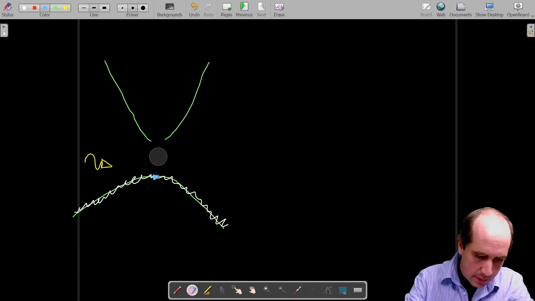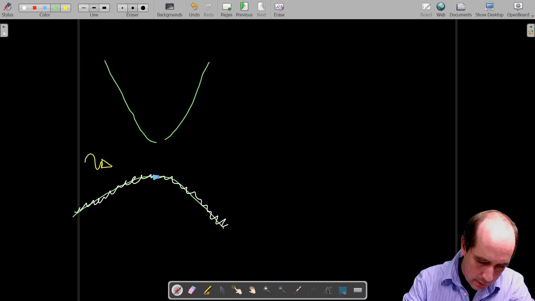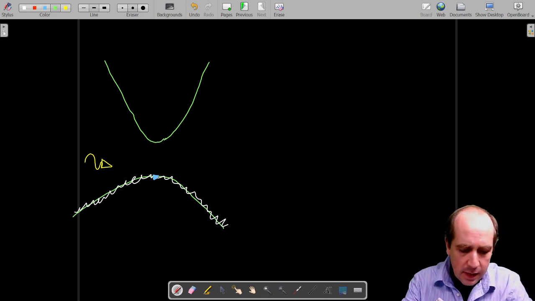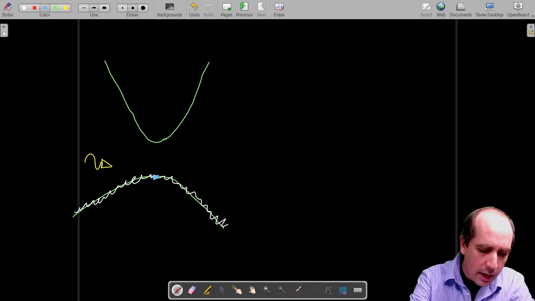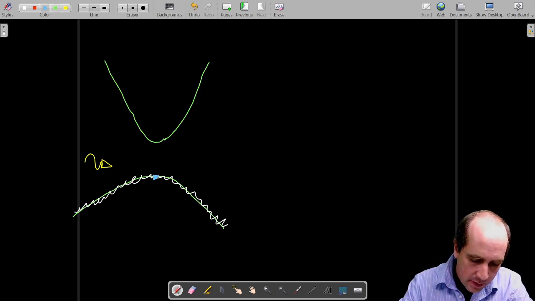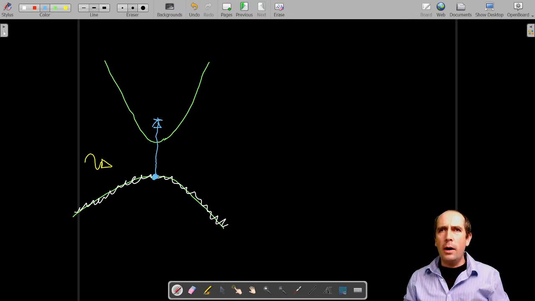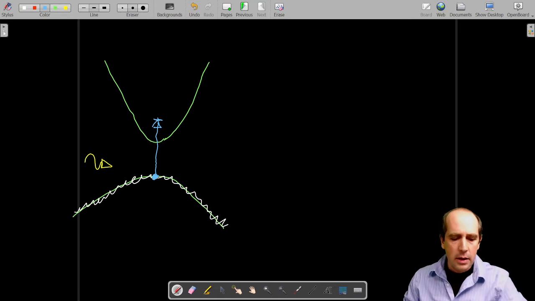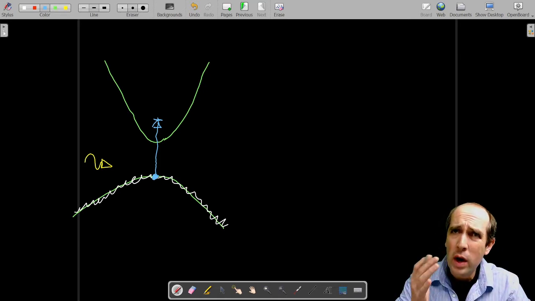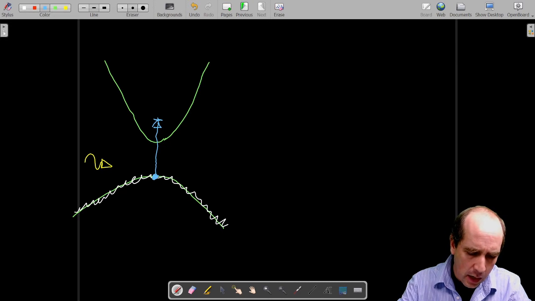Let me erase that just for a second. Let's just patch this up a little bit. And if the photon has too much energy, what happens is this electron over here will want to have, I don't know, let's say this amount of energy. And it so happens that there is no available state there.